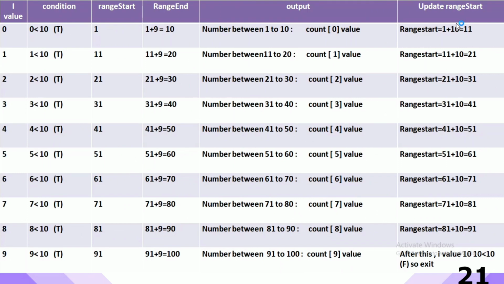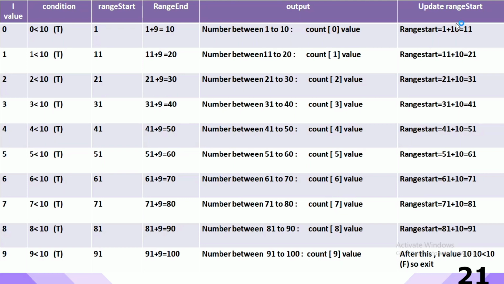Calculating the end range is straightforward. We simply add 9 to the start range. For instance, in the first group, 1 to 10, start range is already defined as 1. Adding 9 to it results in end range being 10. The message "numbers between 1 to 10" and the value in count[0] is printed. Then range start is updated to 11.